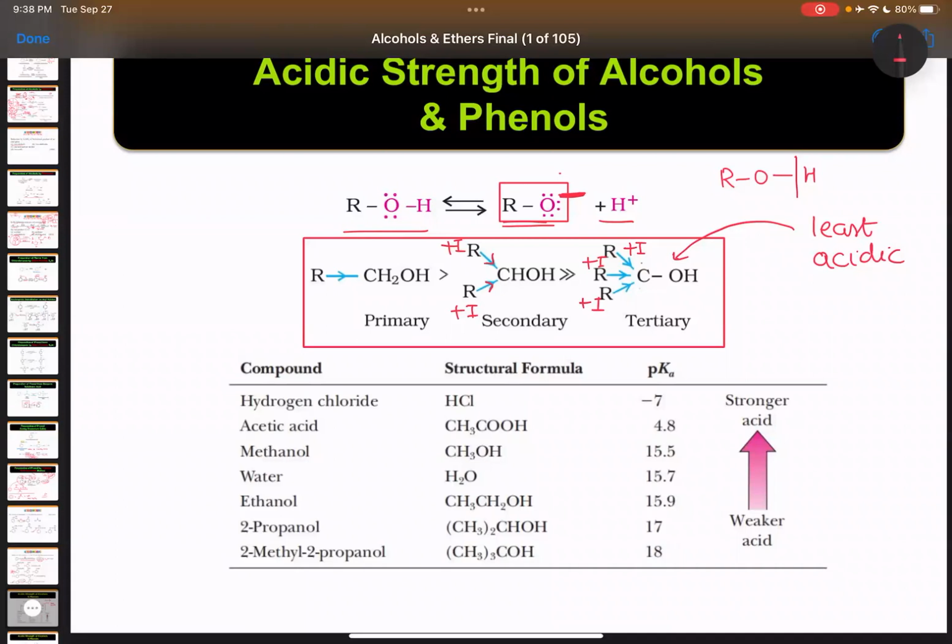Okay, is it clear? So if this is a strong acid, what it means is the conjugate base should be weak. Strong acid will have a weak conjugate base. Weak means stable. Stable means its electron density is less. It is dispersed. But if you have a strong conjugate base, then your parent acid is a weak acid. It is not going to give H plus. I hope that is clear. Yes, sir. Right?